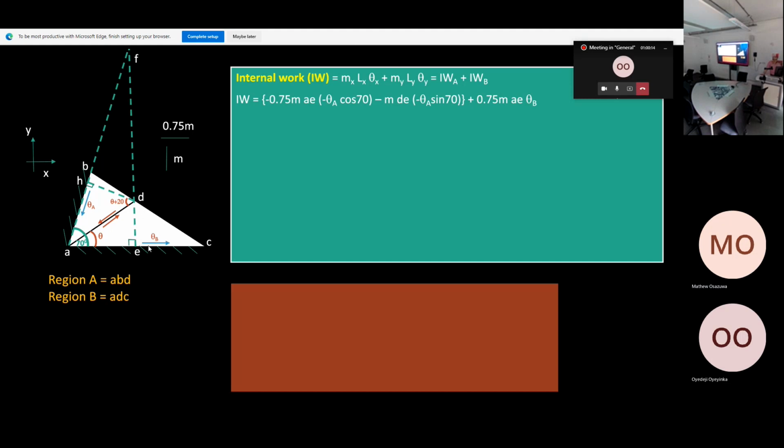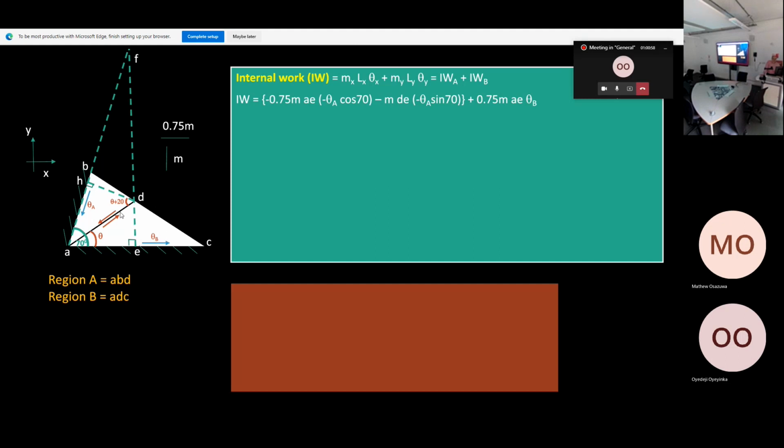For region B, this is the moment vector. When you project it onto the x-axis, you have m. Sorry, let's finish region A first. Now I'm going to project onto the y-axis. This vector here on the y-axis is m, and it's negative because it's going down. So we have minus m.